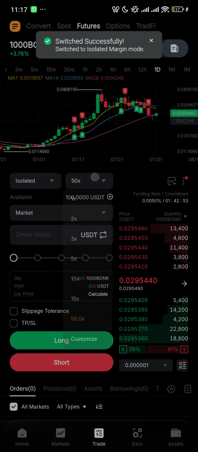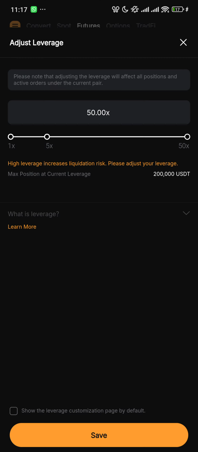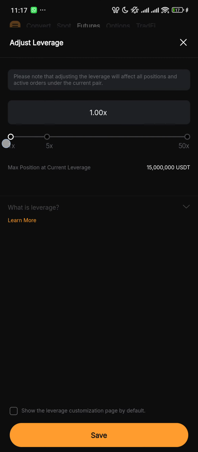Now coming to this leverage aspect. We have 1x, 2x, 3x, 5x, and let's come to customize. On my $100 account, if I'm using 1x, it means I'm using just $100. If I'm using 2x, it means I'm using $200 to trade. If I'm using 3x, it means I'm using $300. If I'm using 5x, it means I'm using $500 to trade. So I've borrowed an additional $400 on my $100. 5 times 100 gives you 500.